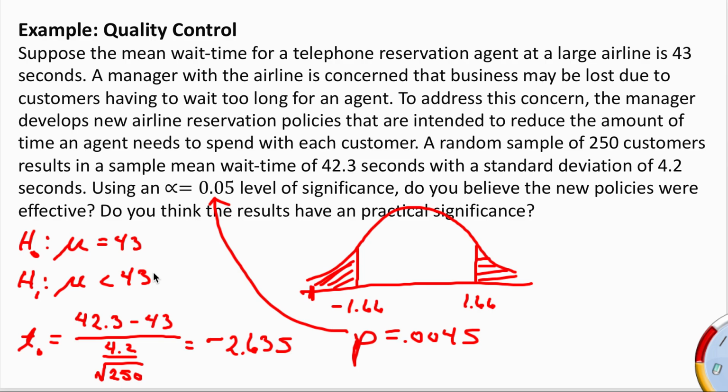Okay, but this one has an extra question. Do you think the results have practical significance? Well, if your wait time was 43 seconds and you changed it to 42.3 seconds, the wait time hasn't even gotten smaller by a whole second. Does that practically matter if you're waiting on the phone for 42.3 seconds or 43 seconds? You're not even going to notice the difference. So no, it doesn't have practical significance. Even though it's statistically significant, practically it doesn't matter.